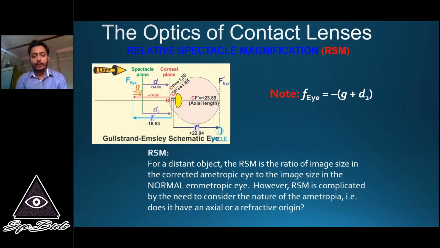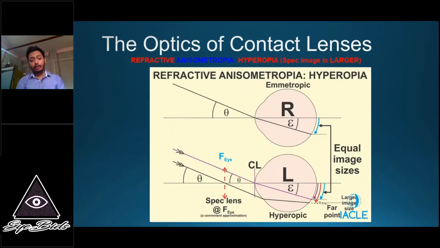Meaning if I am an emmetropic patient, we compare the size of the image with that of the emmetropic eye versus those who are myope or hyperope. Okay, so here we should understand emmetropia, or the refractive emmetropia, the origin, mainly the origin. If you see the far point, I have already discussed the far point.